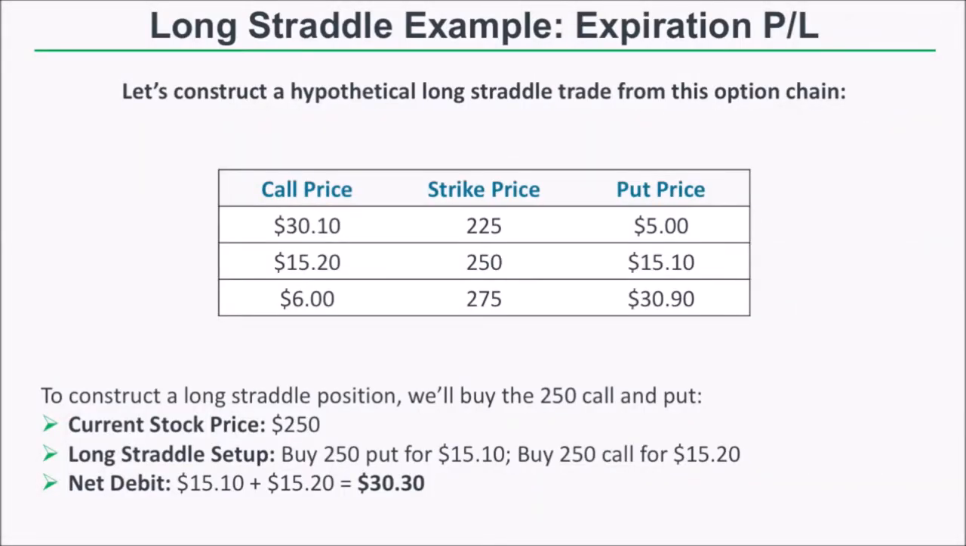Alright, now let's apply those general characteristics to a hypothetical long straddle position. So at the time of these option prices, let's say the stock price is trading at $250, and we believe the stock price is going to make a significant move in either direction. So to construct a long straddle position, we're going to buy the 250 put for $15.10, and we're going to buy the 250 call for $15.20. Now that's going to bring our net debit to $30.30. So let's go ahead and take a look at the expiration risk profile graph for this position.